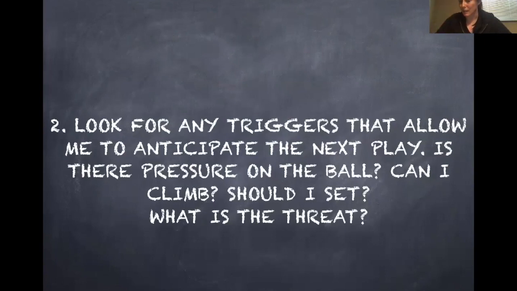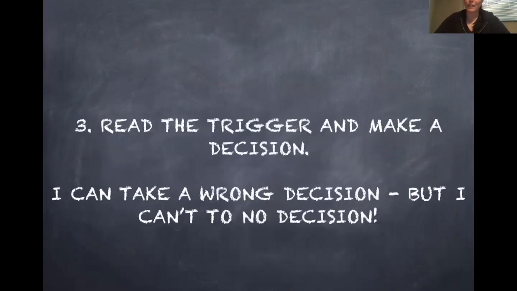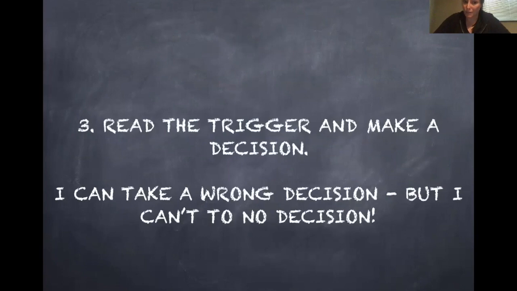If that ball is outside the 18 and there's pressure on the ball, the threat's not a shot. What's the threat going to be? It's going to be a through ball. That means that I can maybe climb a little bit and be on my front foot. So if that through ball comes through, I can drive through and attack it. And third, you're going to read the trigger and make a decision.